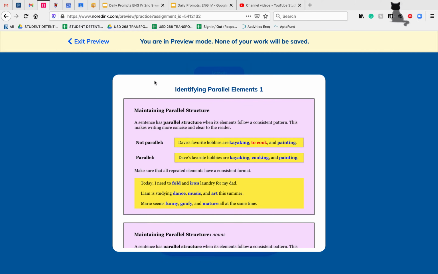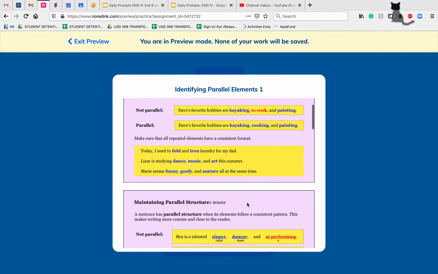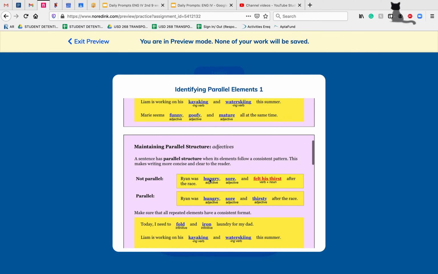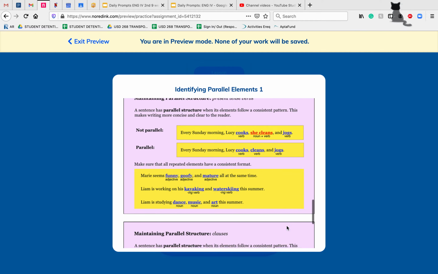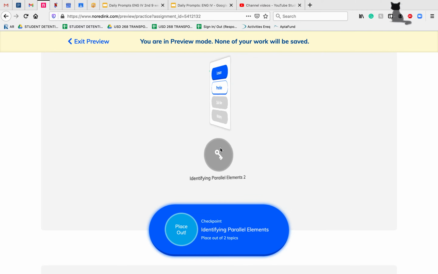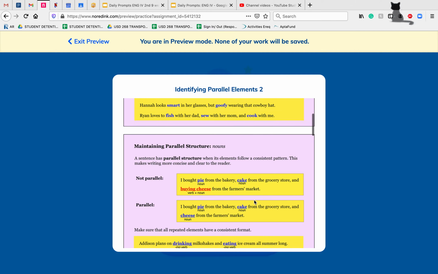So mainly on identifying, you're going to see these in lists. And it doesn't have to just be ing words. It can also be nouns, like a singer, a dancer, a performer. We want our adjectives, hungry, sore, thirsty, all of these to match. But we're going to be looking at them as lists in this one. In identifying parallel structures two, they're going to split them up. So again, we have two ing words. We want driving and playing, even though they're not directly next to each other.